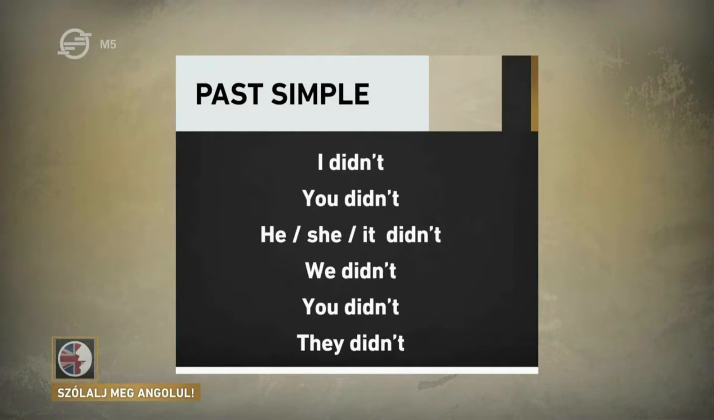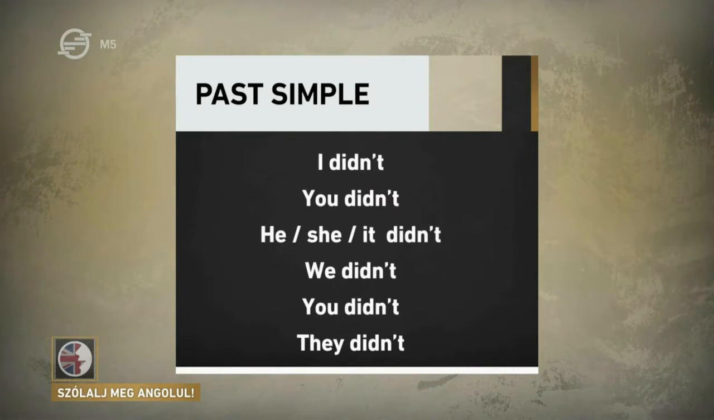Now, let's think about the past simple. How did we make the negative version in the past simple? Do you remember? Right. Once again. In the past simple, we also use the verb to do to help us make questions and negatives. But we put the verb to do into the past tense. And the past tense of do is did. So, to make questions and negatives in the past simple, we use did.